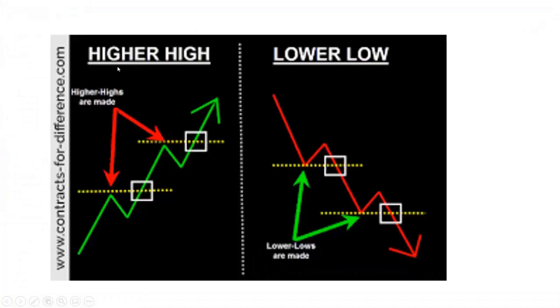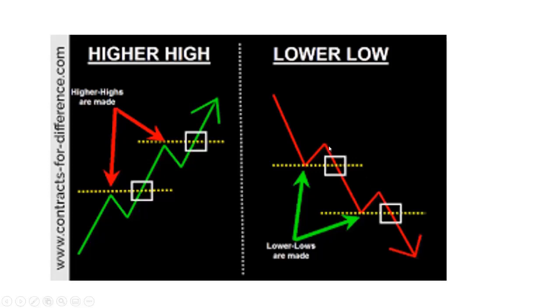In an uptrending market, it always makes higher highs. So this is a high, and then it again makes a high which is higher than the previous high. It makes a low, and next time when it makes a low, this low will be higher than the previous low. Similarly, in case of a downtrending market, it makes lower lows, and again it makes a lower low. This low will be lower than the previous low, and this high will never be higher than the previous high.